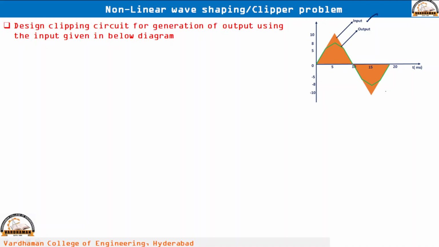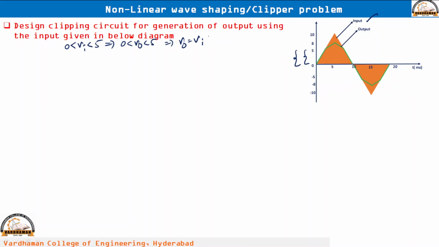Here, if you see carefully, the input is increasing from 0 to 5 volts, and output is also changing from 0 to 5 volts only. That means in this particular case, when input is changing from 0 to 5, output is equal to input only. So, here I am writing: when input is changing from 0 to 5 volts, output is also changing from 0 to 5 volts. Simply we can write output is equal to input. But this is possible when input is changing from 0 to 5.